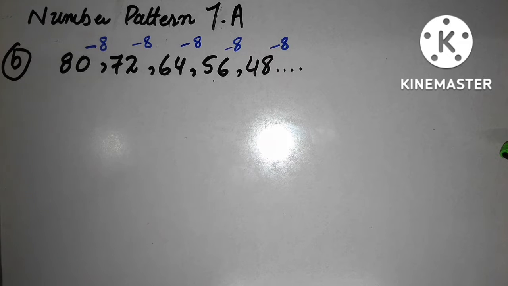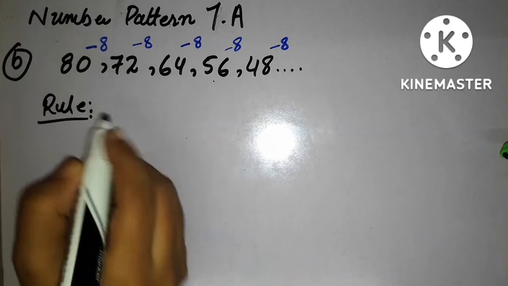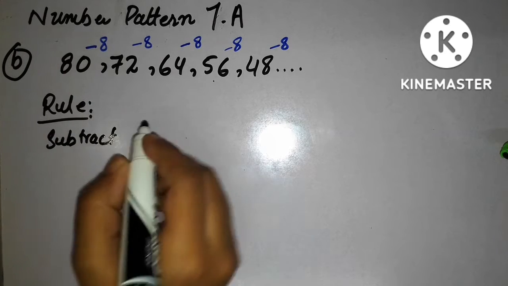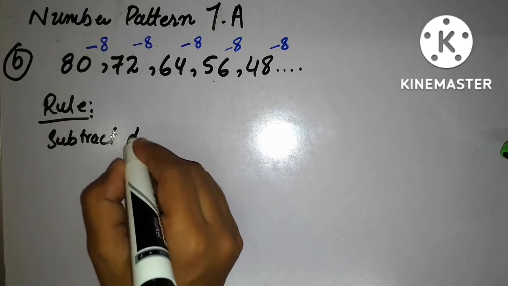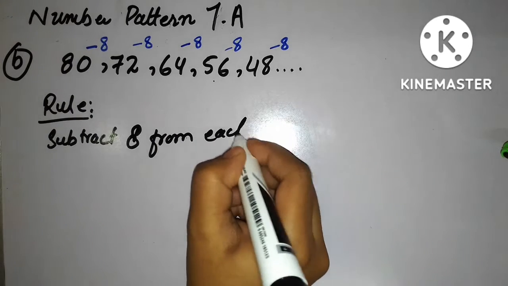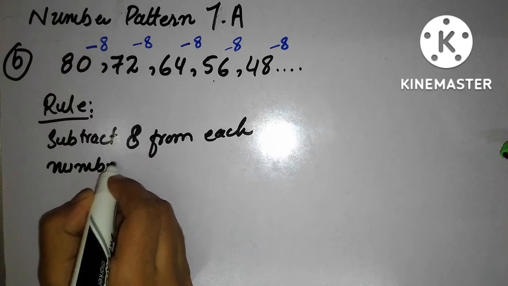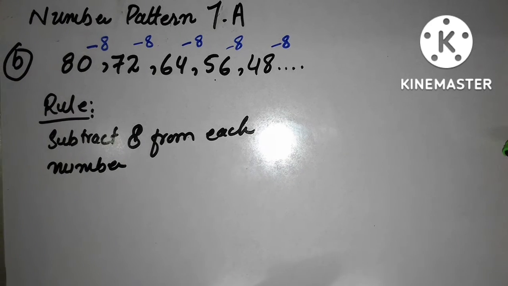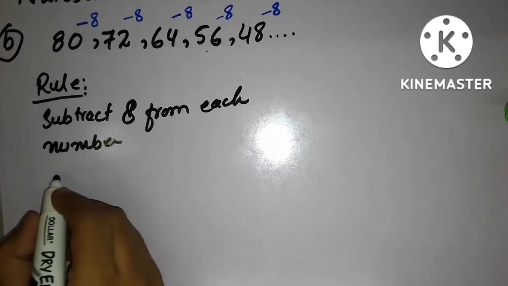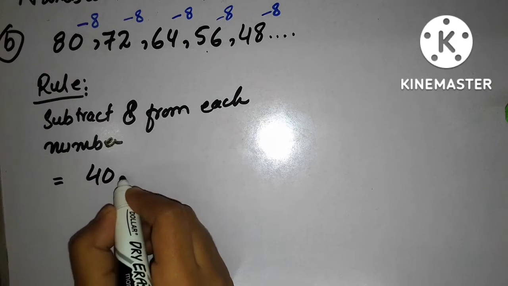First write down the rule. What is the rule? The rule is saying subtract 8 from each number. Let's write the next two terms. 48 minus 8 will be 40.